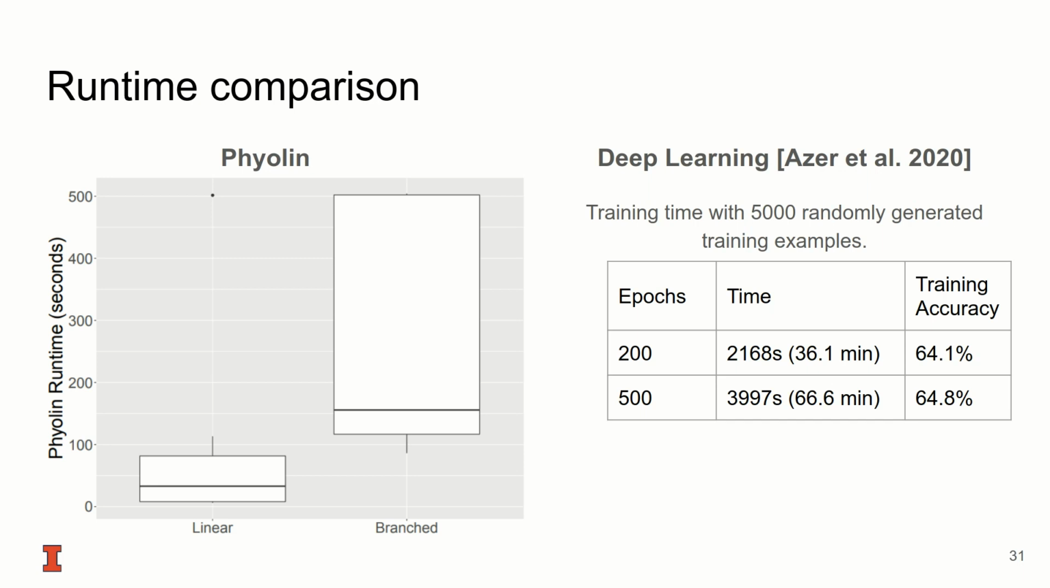With Phyolin, we found that inputs with a simulated ground truth of linear evolution finished faster, with a median runtime of under 1 minute, with all but one simulated instance completing in the time limit. And the branched instances took a median time of 150 seconds, and 25 of the instances used the entire 500-second time limit.